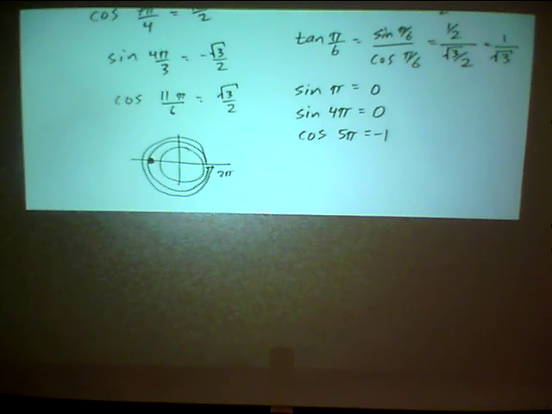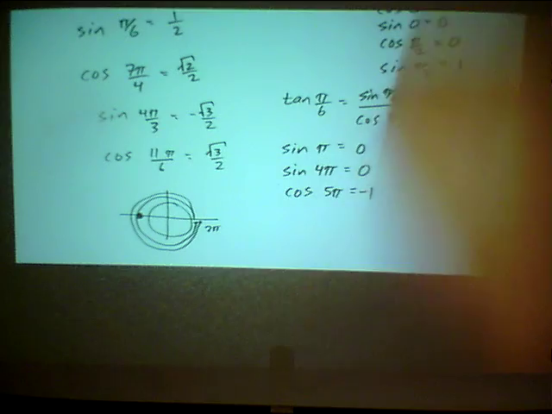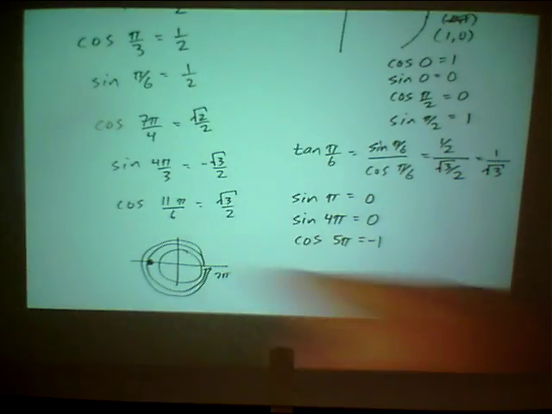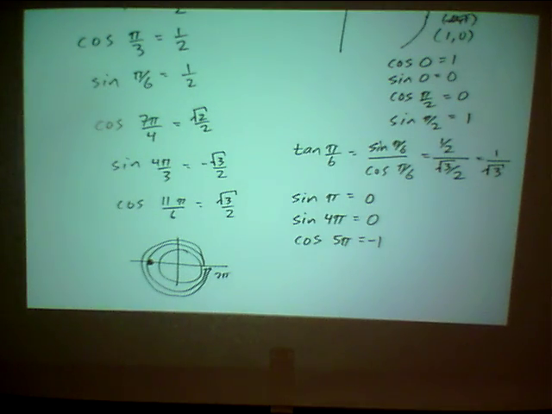All right, so that's the power of the unit circle. It takes a little bit of effort to memorize it, but once you've got it down, it makes doing all these kinds of problems very, very simple.